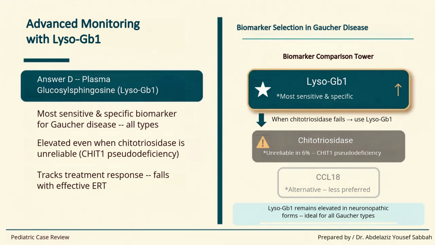A major advantage in this case is that it remains reliable even when chitotriosidase cannot be used. About 6% of people carry a CHIT1 pseudodeficiency mutation that makes the chitotriosidase assay uninterpretable. Lyso-Gb1 also tracks the response to treatment, falling with effective enzyme replacement therapy. Ferritin and angiotensin-converting enzyme are nonspecific, and CCL18 is a less preferred alternative.